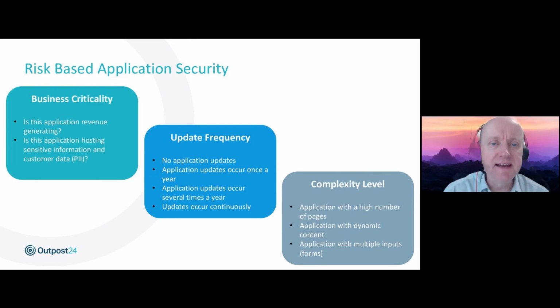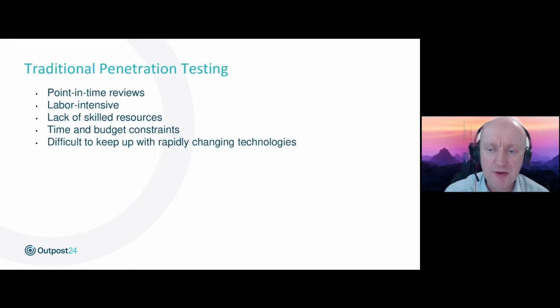And finally, the complexity level of the application. If this application is very complicated, with many pages and lots of dynamic content, then that's something else we want to take into consideration, making sure that we're testing often enough. By putting these three factors together, we can determine whether we're going to do what I've called a traditional penetration test, where we're looking at the security situation of the organization at a particular point in time.